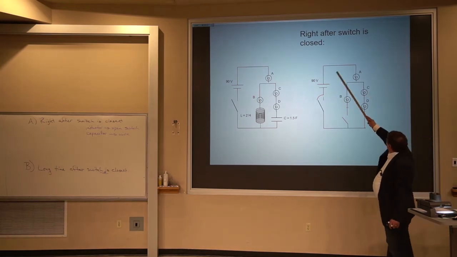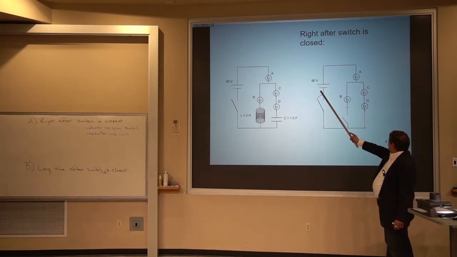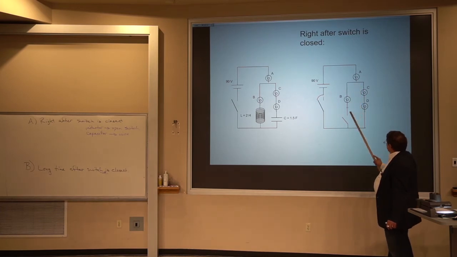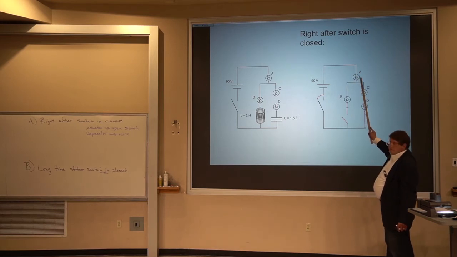Well, all the current is going to go through A, and then it's going to go through C, and then it's going to go through D, and back to the battery. None of the current is going to go through B because it's on an incomplete path. This is an open switch. So that means that A is going to be in series with C and D. They each have to be equally bright, which means they have to have the same voltage across them, and it's got to add up to 90 volts. That means this will be 30 volts, 30 volts, and 30 volts.